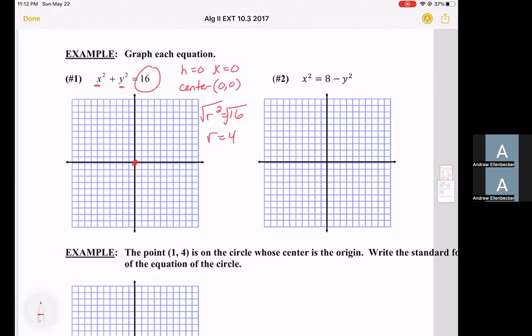So if we have our center, we're going to graph this circle. All we have to do is count 4 to the right, 4 up, 4 down, and 4 left. So 4 to the right would be that radius. 4 up, 4 down, 4 left, and 4 right. And then just try your best to make the picture look like a circle. So this is where the circle for number 1 would be. Center at 0, 0, radius is 4.